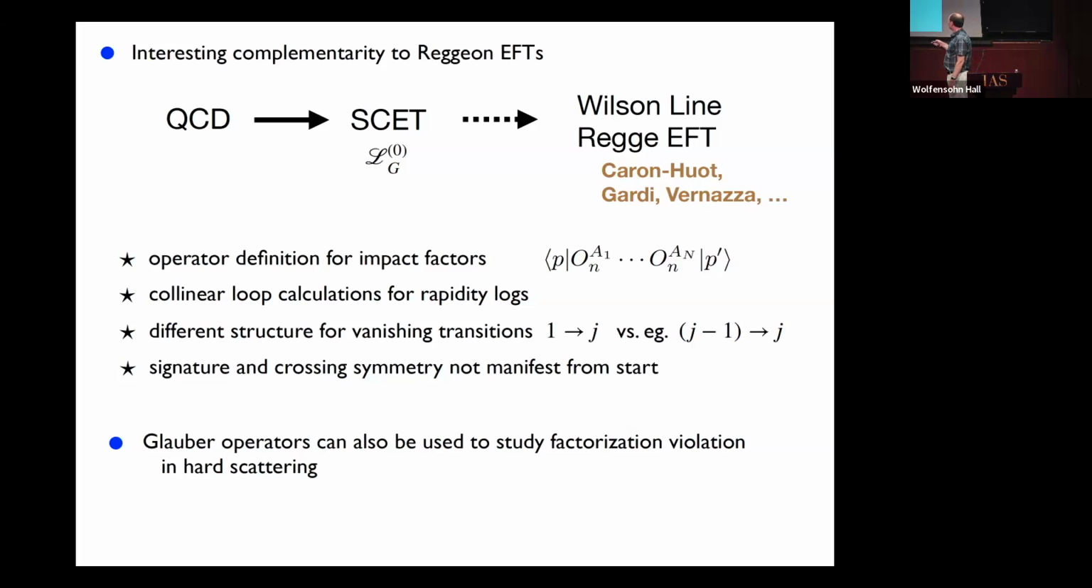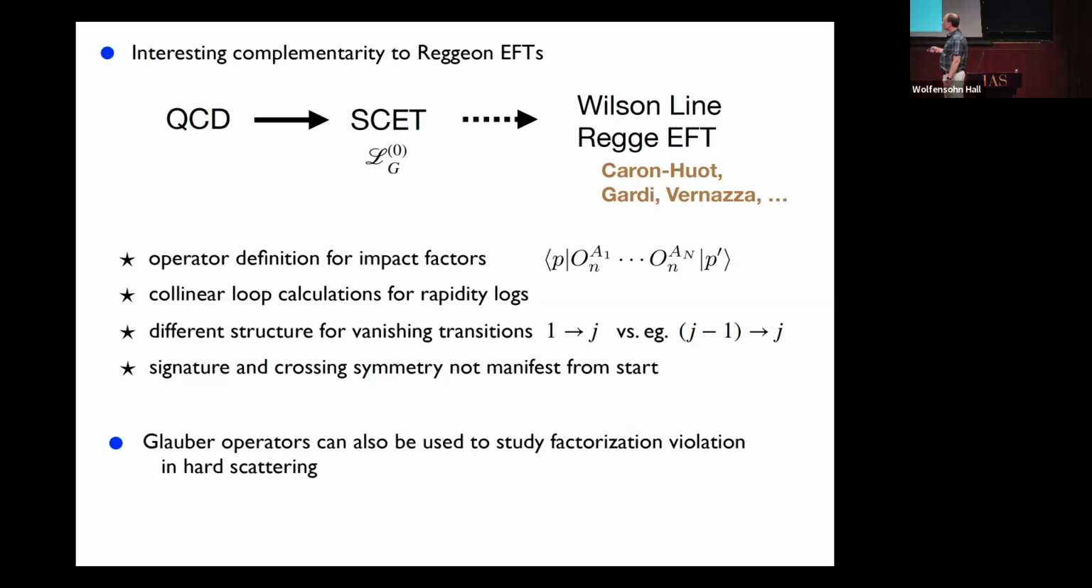So I'm just listing a few things here, which maybe, there's a lot more work here than in SCET, but I think some things that this could benefit from by making this correspondence would be, like in SCET, we have operator definitions for those impact factors, those collinear J functions. They are not something that's obtained by full theory minus the Wilson line EFT, but rather obtained by a direct calculation within the EFT.